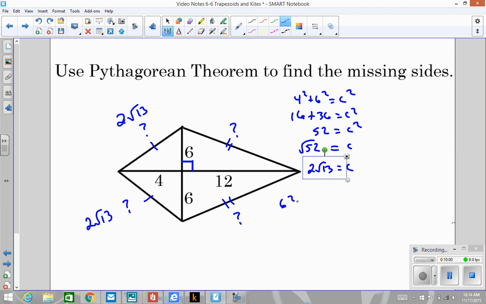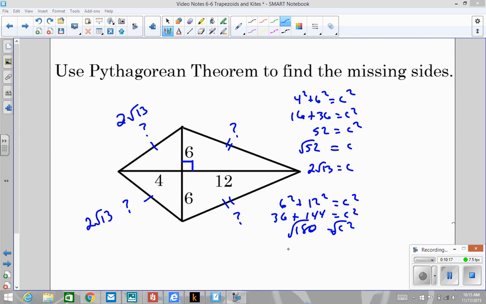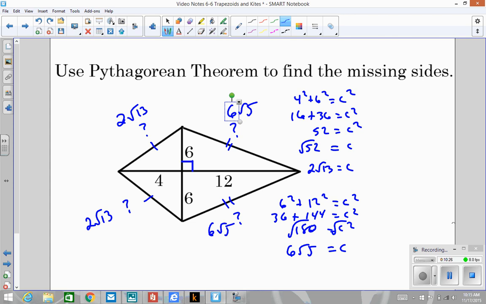We go to the other side, that's 6 squared plus 12 squared equals c squared. That's 36 plus 144 equals c squared. 180 equals c squared, square root at the end. When you simplify this one, you should get 6 square root of 5. That's your missing length. So this is 6 square root of 5. And this is 6 square root of 5. So make sure you understand that the diagonals are perpendicular, that you can find the missing sides, or find any of the missing parts of the diagonal.